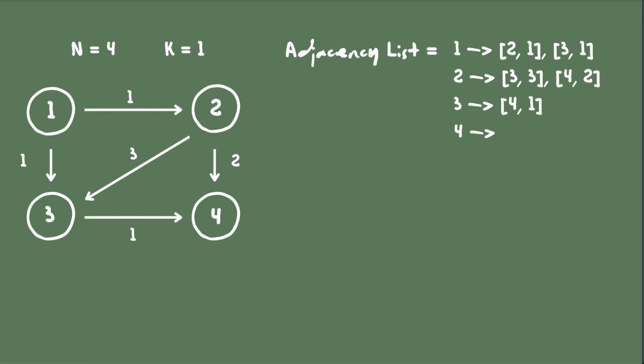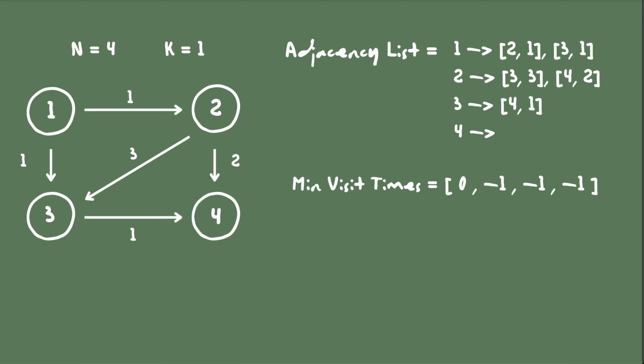So first, we're creating our adjacency list. So this is a list of our nodes and all of the edges that they have. So we can see here that 1 has an edge to 2, and that takes 1 second. And it also has an edge from 1 to 3, which also takes 1 second. So we're doing that for each of our nodes.